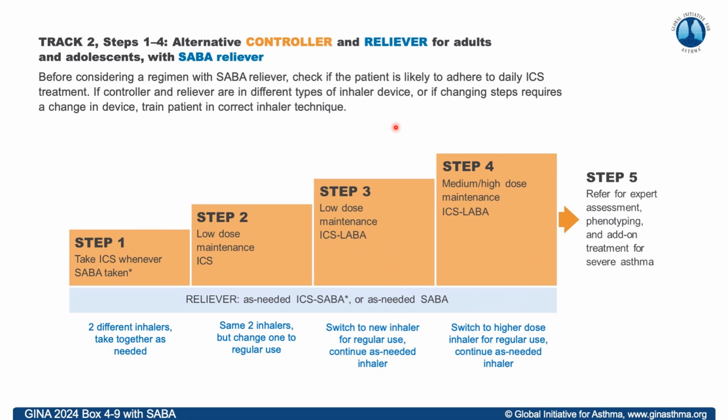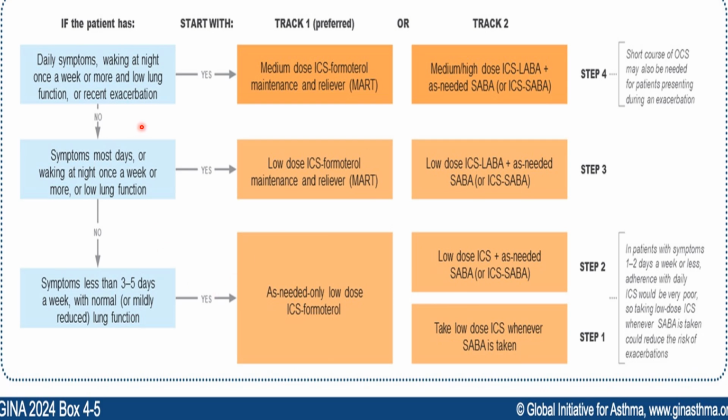So you note that track 1 is very simple because you are just dealing with one drug. From step 3 to step 5 you're just dealing with MART, that is ICS-formoterol, one drug which you use for maintenance and the same drug you use for relieving. So this is another very good way to keep you on track.